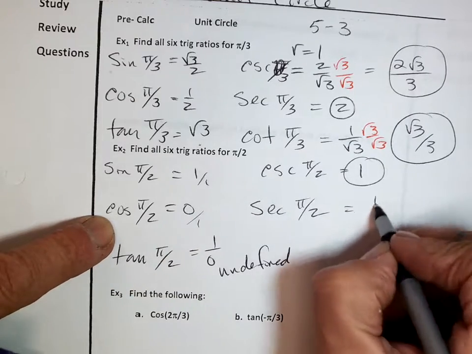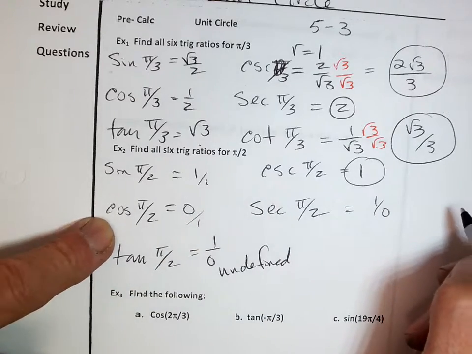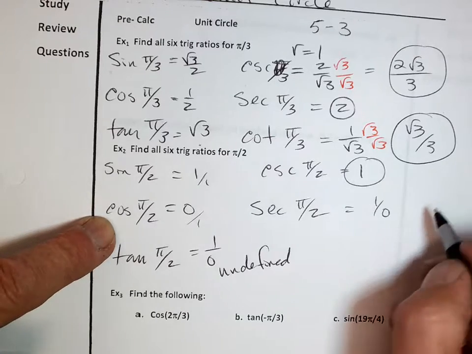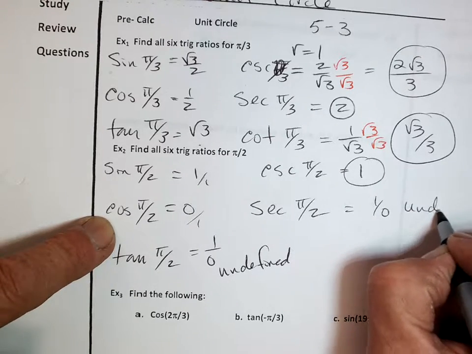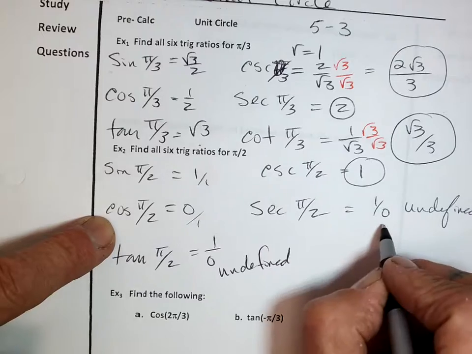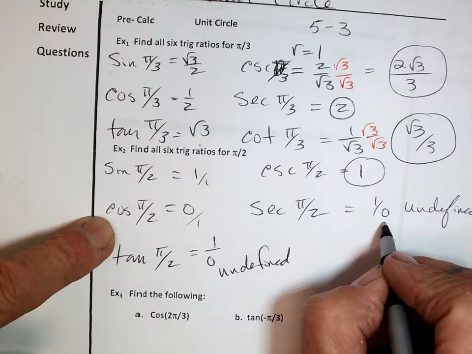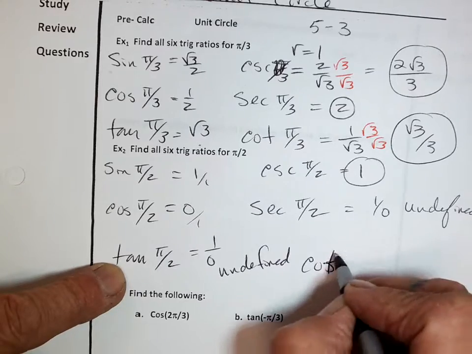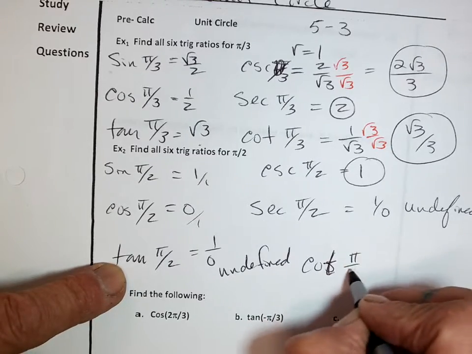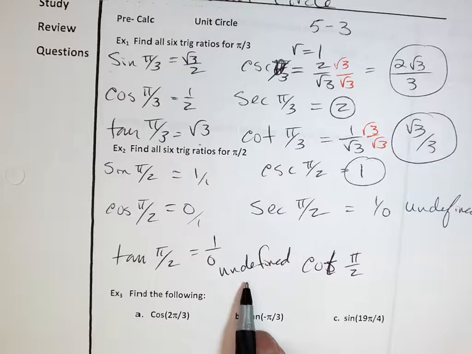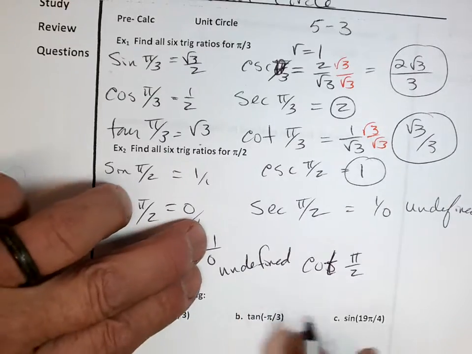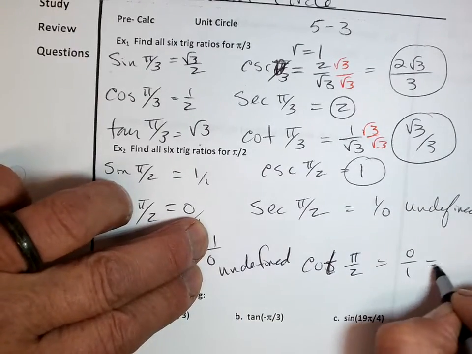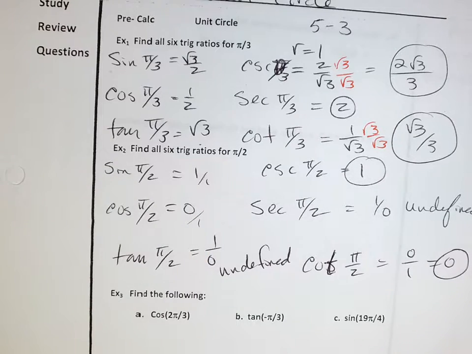It's going to be 1 over 0, but that's going to make Cookie Monster unhappy also. Undefined, because you can't divide by 0, right? Okay, then cotangent of pi halves. Now this one's a little tricky because we said it was undefined, right? Well, let's flip this. Let's go 0 over 1, which is 0. 0 on the top's okay, right? 0 on the top's okay.